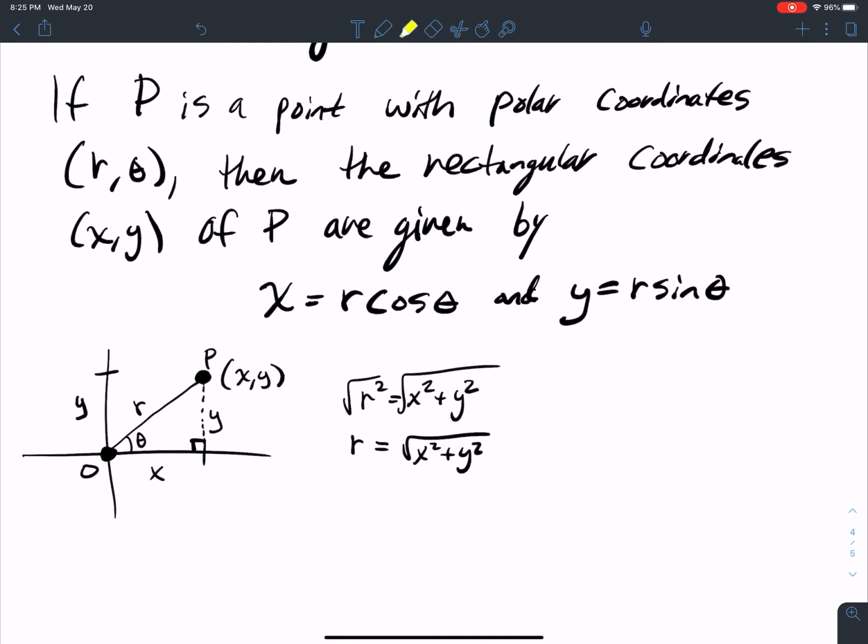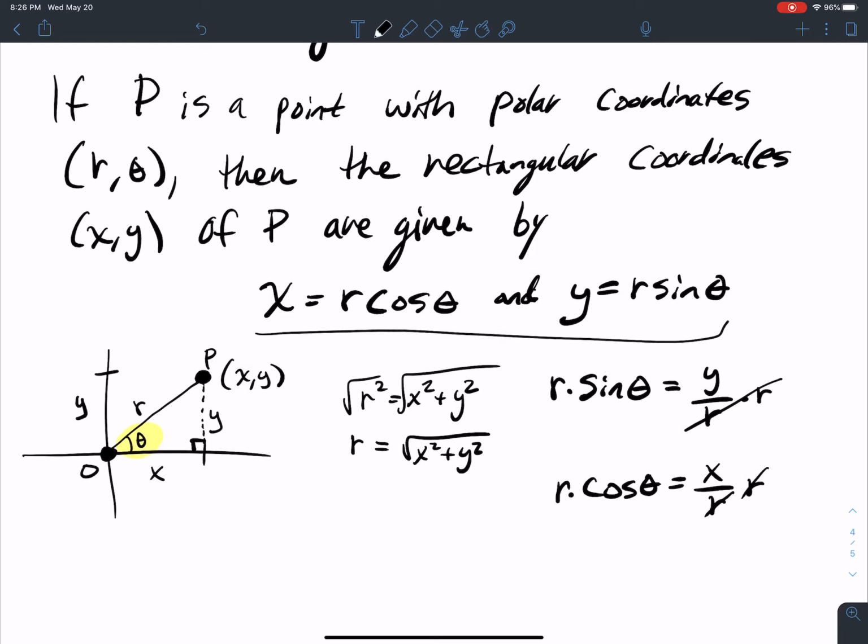If I look at this, I can use trigonometry. The sine of theta is equal to y divided by r. So to solve for y, I multiply both sides by r. The cosine of theta is equal to x divided by r, adjacent over hypotenuse. So to get x by itself, I multiply both sides by r. Thus, these formulas right here to get x and y. Now, this is for r positive.